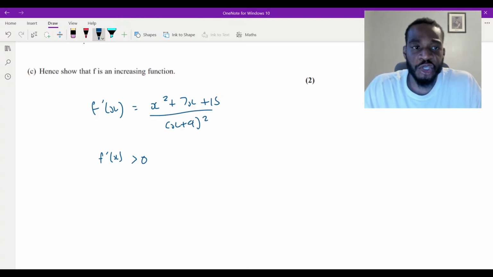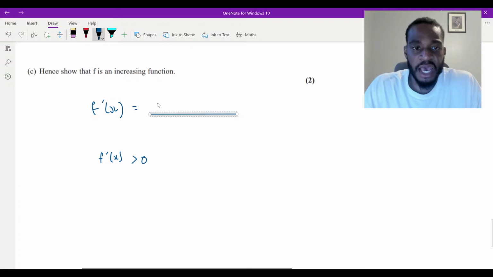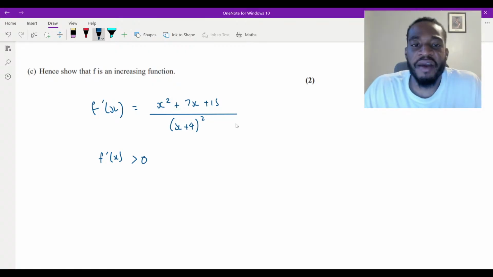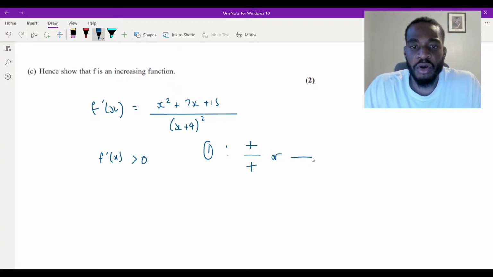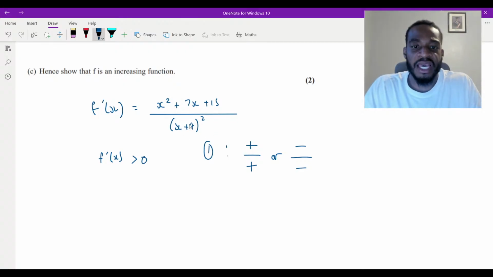Now, we're dealing with a fraction here. So let me just rewrite this. I don't like the way I've written this. It looks quite nasty. So it's x squared plus 7x plus 15 over x plus 4 all squared, isn't it? And that's better. So we have a fraction. How can a fraction be positive, guys? There's two options. Option one is if the numerator is positive and the denominator is positive, or both the numerator and denominator are negative, right? So we need to show that we have one of these.